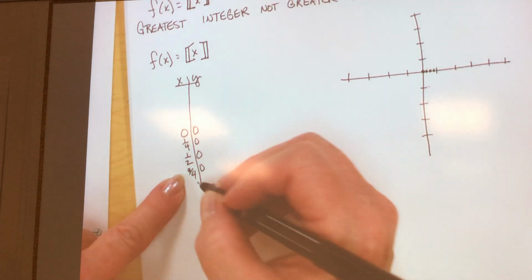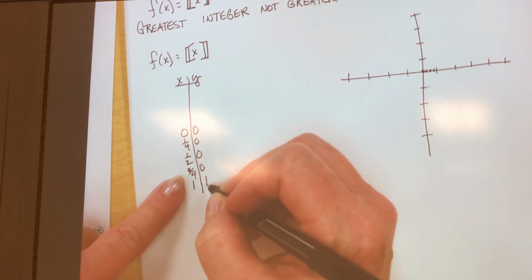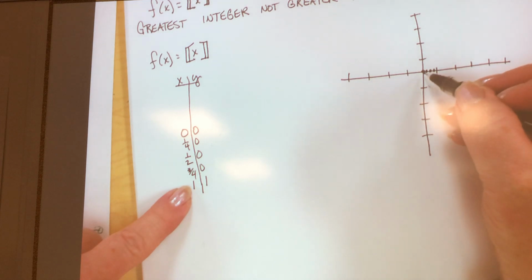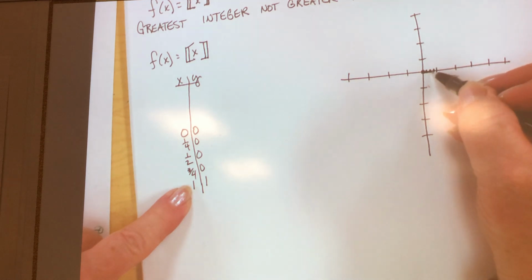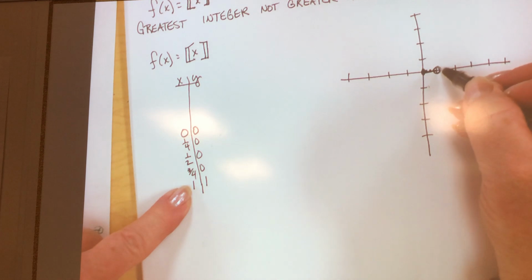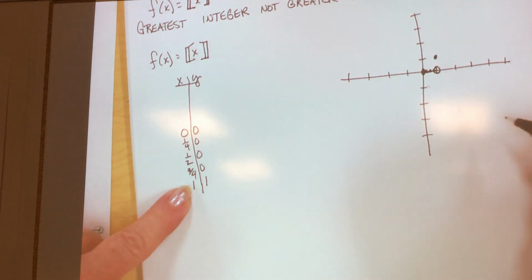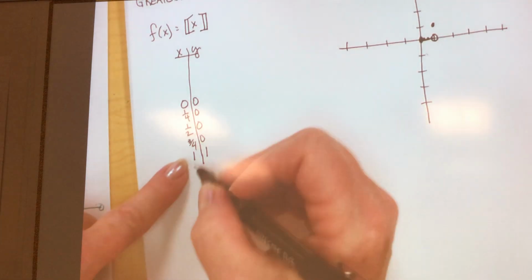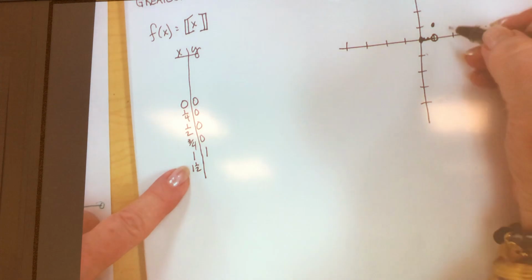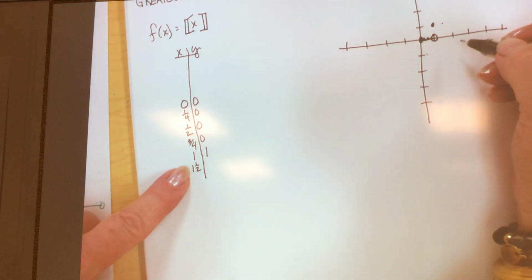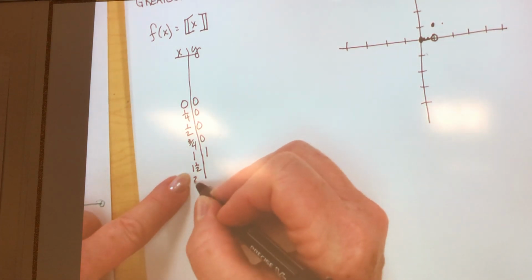Okay, what about 1? It's 1. So it's 0 up until you get to 1. It's a solid dot here, and it's all of these until you get to 1, and at 1, it goes up to 1. Are you with me? What about 1 and 1/2? It's still 1 right here. What about 2?